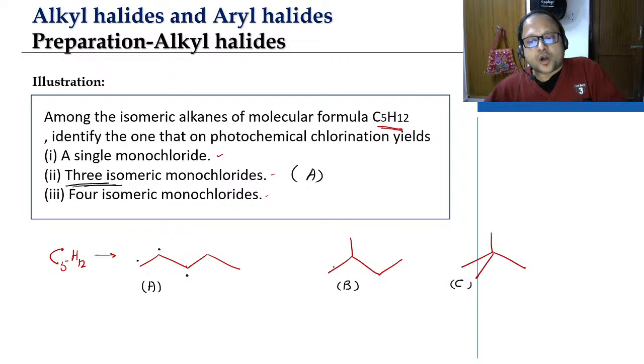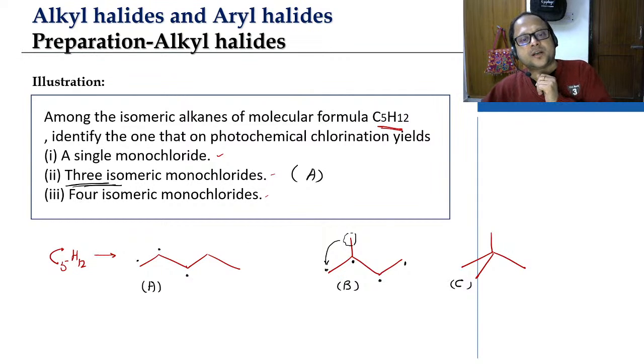Now you have got in B 4 unique positions. This one, third and fourth. This is a repeat of this, it is a pure repeat of this. So therefore in structure B you can have 4 monochloro isomers, and the option is third, it is asking for 4 monoisomeric isomers, so it should be B.